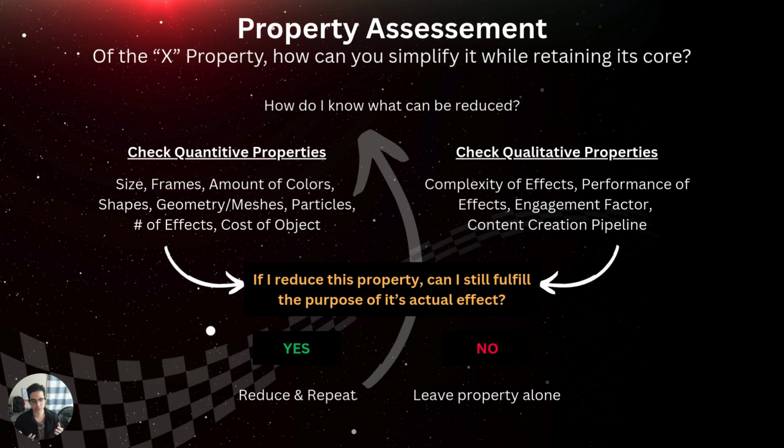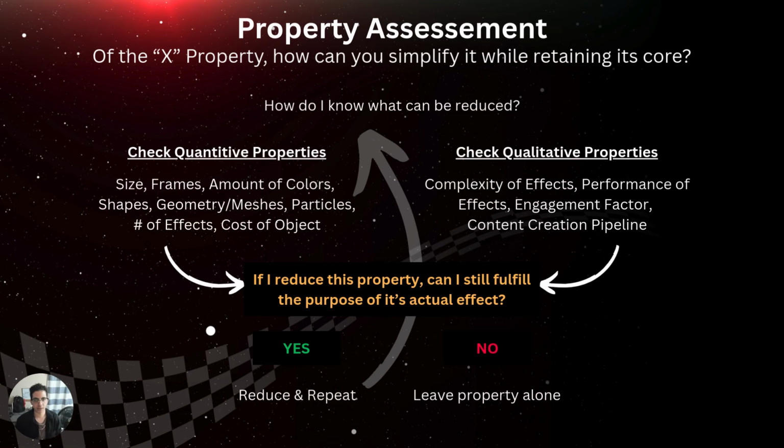So quantitative is easier because now you can say, okay, well, can I make the size smaller? Can I make less frames? Can I choose less colors? Can I make simpler shapes? Can I use less particles? Can I use less effects? Is the cost, and by cost I mean performance and everything, can I lower that, right? Are these things that I can do? And if so, you reduce them and you repeat the cycle until you cannot reduce any further, all right?